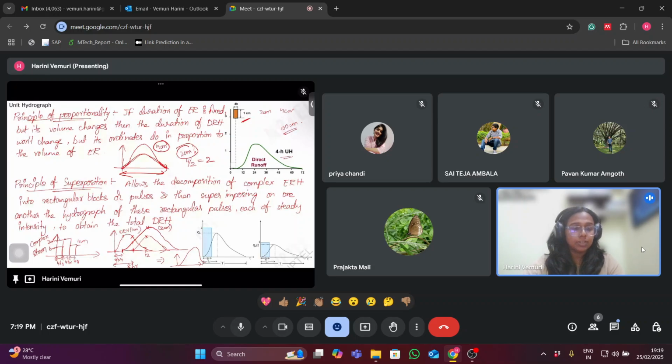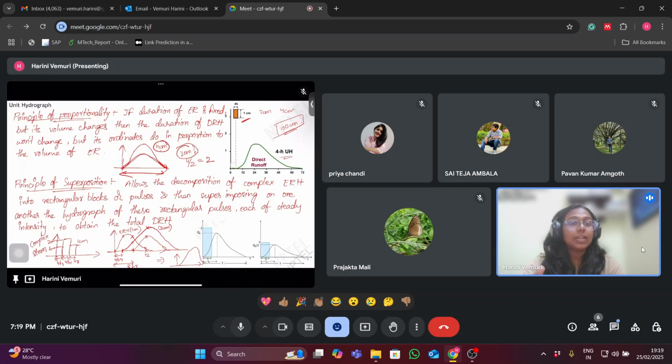This flood hydrograph will give us what can be the peak runoff that can occur because of this 100 centimeter excess rainfall, right? So this will be used for designing the hydraulic structures, and also it can be used as an extension of flood flow records based on rainfall records.